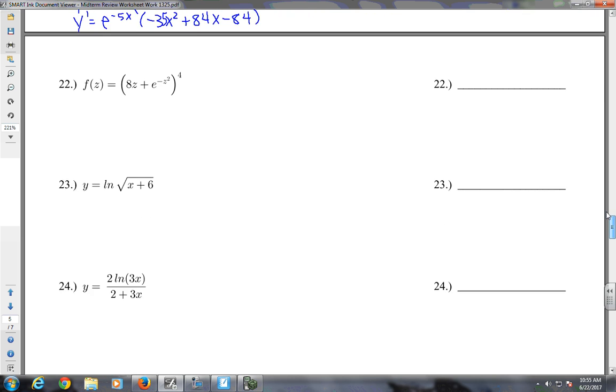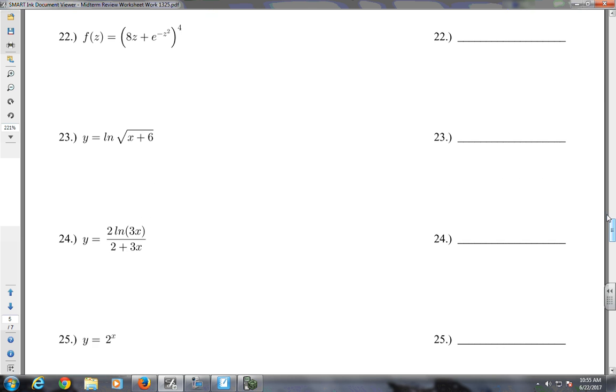Problem number 22 involves an exponential function again, but we will apply the chain rule in this case. Notice we have a function of z raised to a power. So the first thing that I want to do on this problem is apply the power rule. Now I'm going to cross my z's so they don't look like 2's and confuse all of us. Okay? So applying our power rule, we take the power down in front, keep the base the same, and then decrease the exponent by 1.